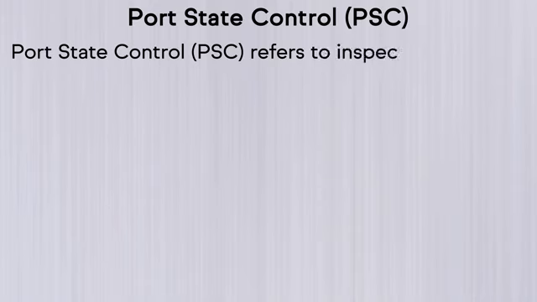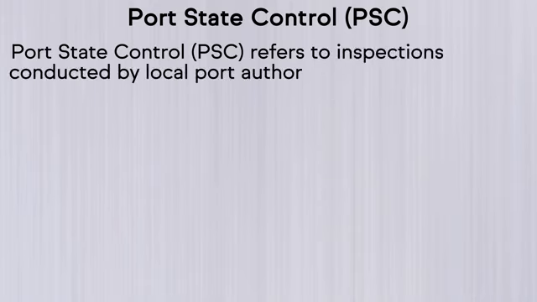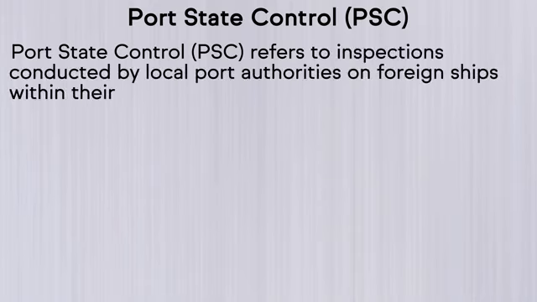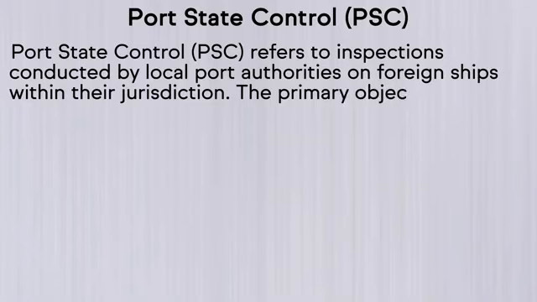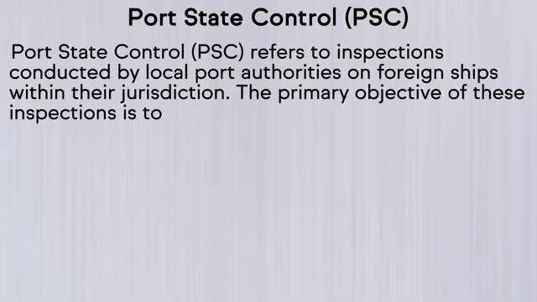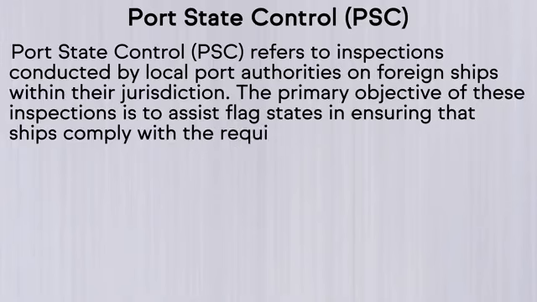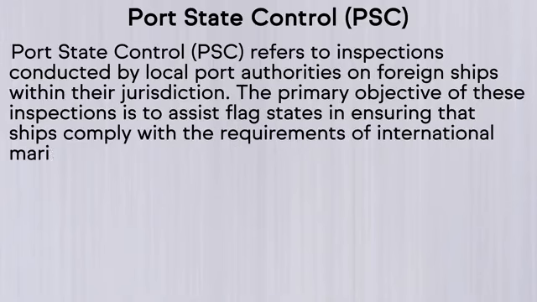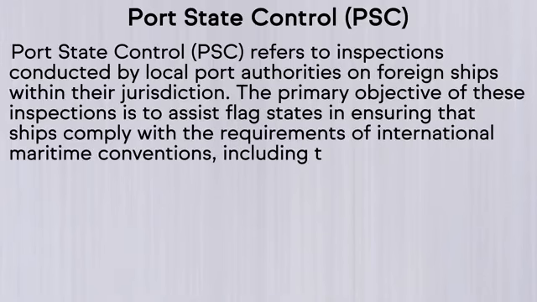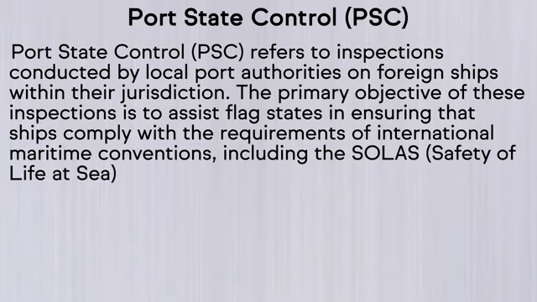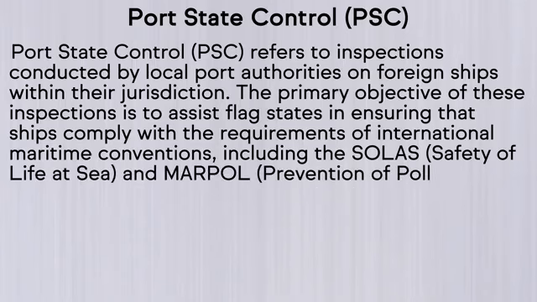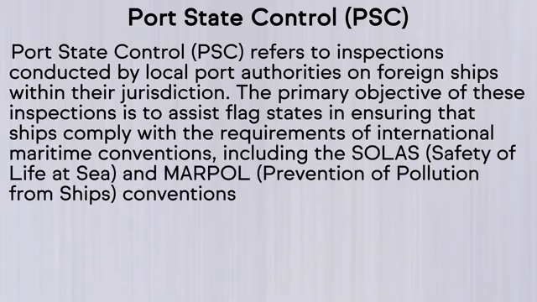Port State Control. Port State Control refers to inspections conducted by local port authorities on foreign ships within their jurisdiction. The primary objective of these inspections is to assist flag states in ensuring that ships comply with the requirements of international maritime conventions, including the SOLAS, Safety of Life at Sea, and MARPOL, Prevention of Pollution from Ships conventions, among others.